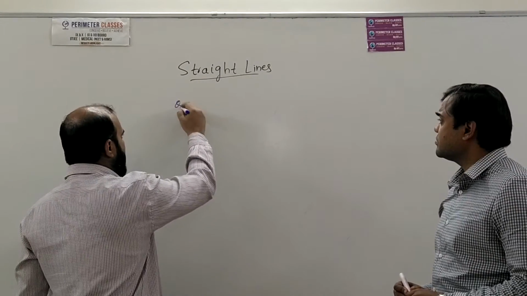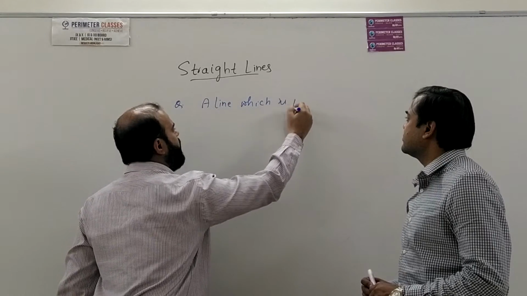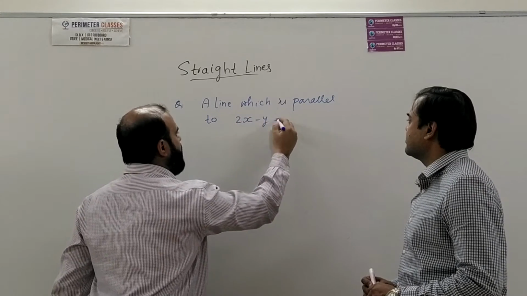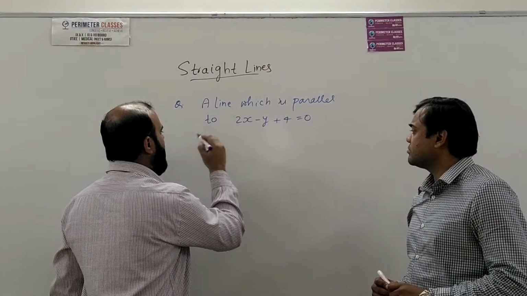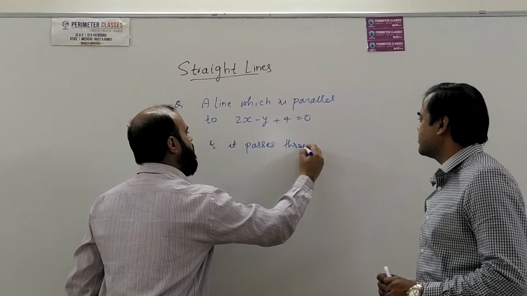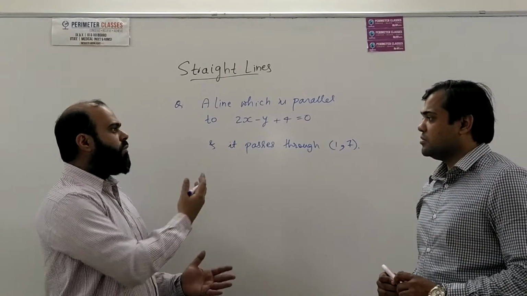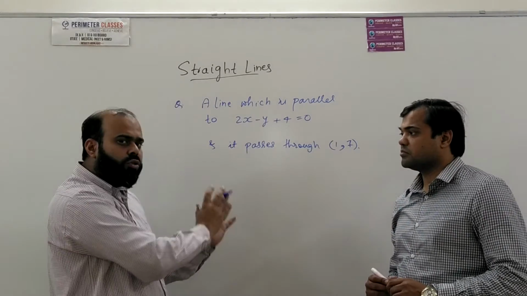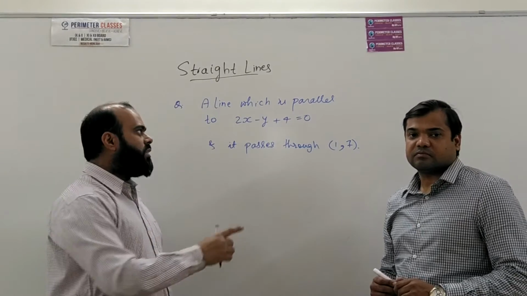Let us suppose we have a line which is parallel to another line, 2x minus y plus 4 equal to 0, and further it passes through the point (1, 7). Can you find the equation of the line? Sir will just tell you how to find the equation of the line, but you should pause the video and solve it on your own. Then start the video again and see the solution.